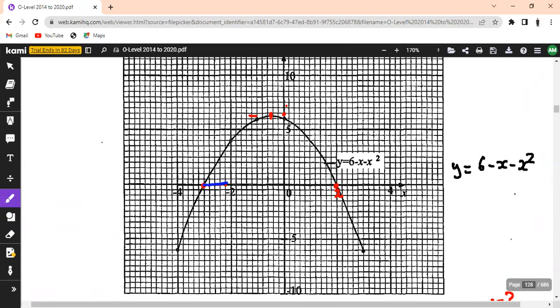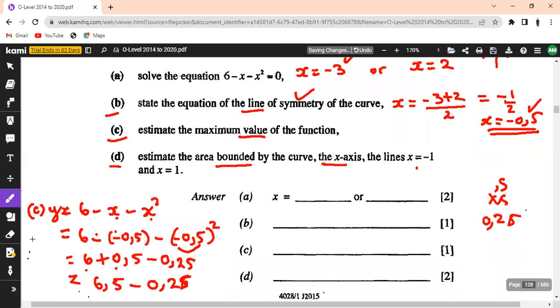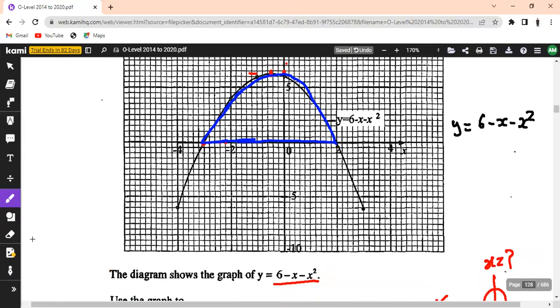This region between your x-axis and the graph, something of this nature. So this is the region that you're going to have. But in between this region, we are given a further statement, and the lines x is equal to -1 and x is equal to 1. So we need the area in between these two.